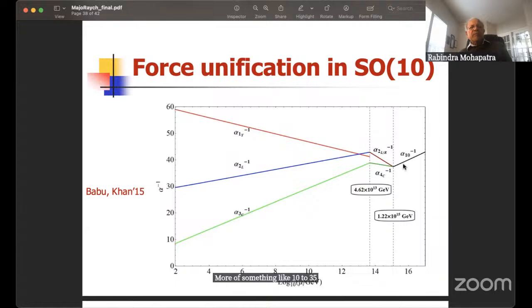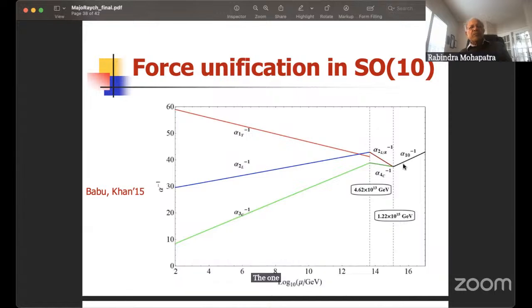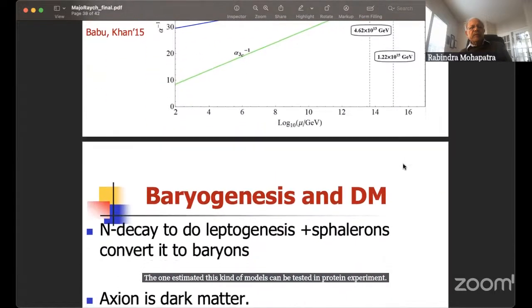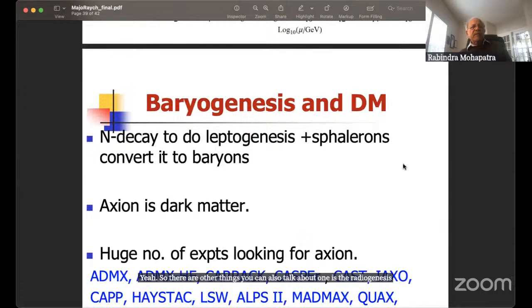Okay. So in principle, this class of models of a certain type, regardless of the Peccei-Quinn symmetry or not, the U(1) axial symmetry, these kinds of models can be tested in the proton decay experiment. Okay. So there are other things you can also talk about. One is the baryogenesis, for example, the standard baryogenesis mechanism of the right-handed neutrino. This is not the singlet neutrino, but the right-handed neutrino, decaying to do leptogenesis, and the sphalerons convert it to baryons.